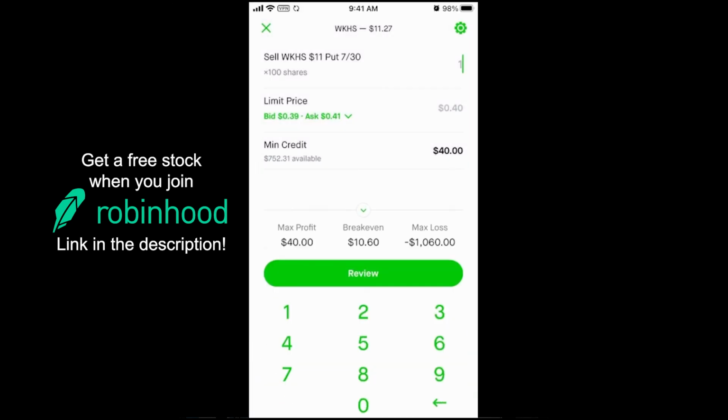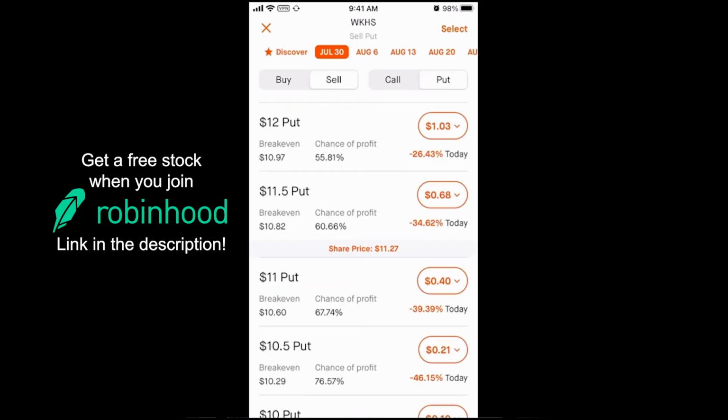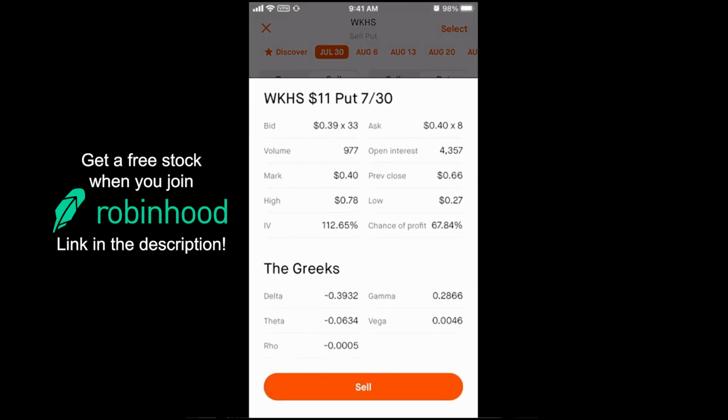You can also, if you don't want to add that, come back here under July 30th selling a put. You can just tap on the 40-cent credit or whatever the credit says, and then you can tap on that bottom down arrow, and you can see here the Greeks as well. So 2 places you can see it on mobile, and you can also see it on the desktop.